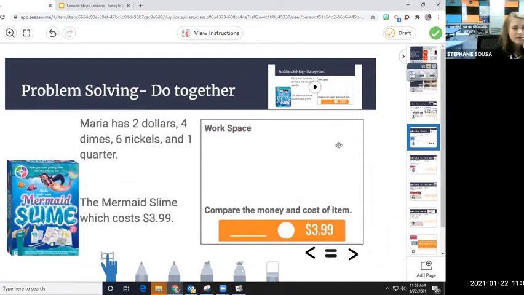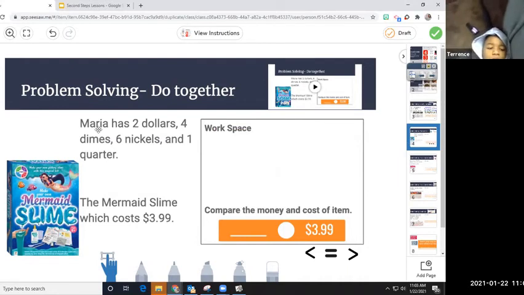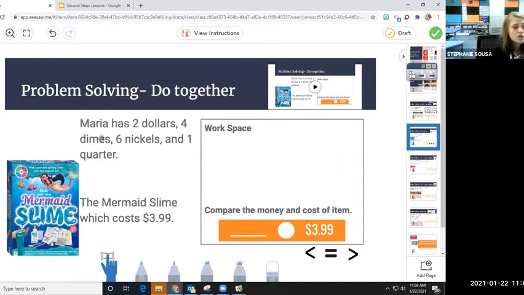All righty, slide 4. It says Maria has $2, 4 dimes, 6 nickels, and 1 quarter. She wants to buy this mermaid slime. The mermaid slime costs $3.99. We're going to figure out if she has more than enough, not enough, or just enough money to make this purchase. Okay, so let's get our dollars ready.